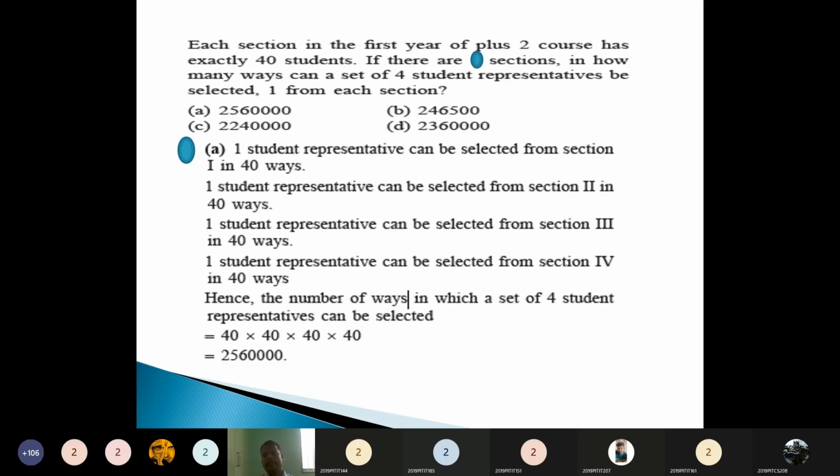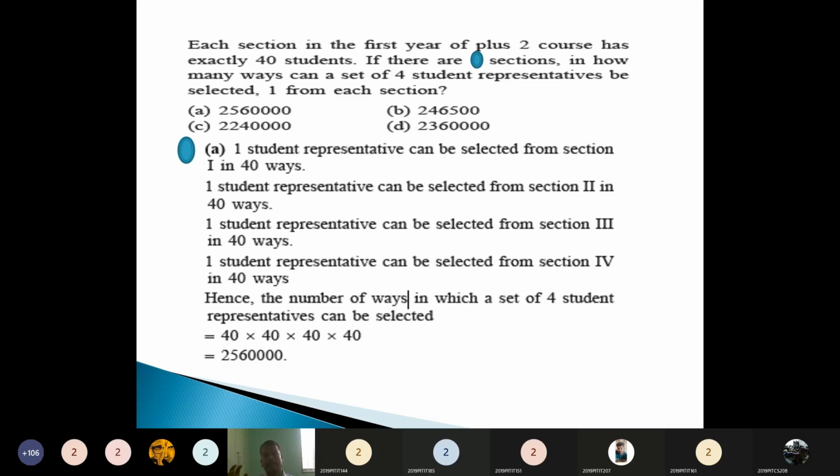So one student representative can be selected from section 1 in 40 ways, because in the first section we have 40 students. 40 different ways you can select one student representative from section 1. Next, section 2, similarly 40 different ways you can select one student representative. Similarly for third and fourth. So when you multiply all these, we have to take it up.